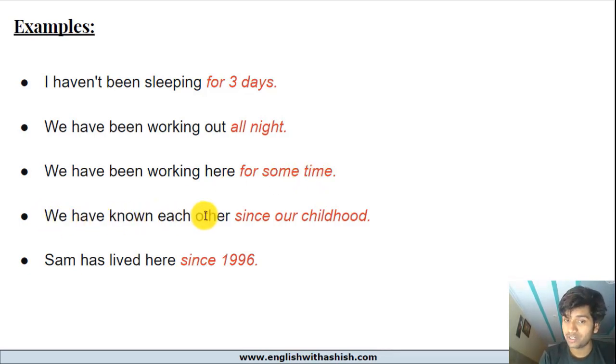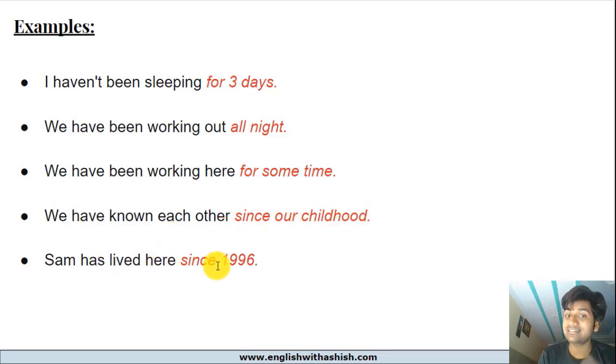We have known each other since our childhood. We have known each other for how long? Since our childhood. Since our childhood, referring to the starting point of the action. This is the point since when the action has been happening, right? We've been knowing each other. We have known each other since our childhood. Starting point of the action.